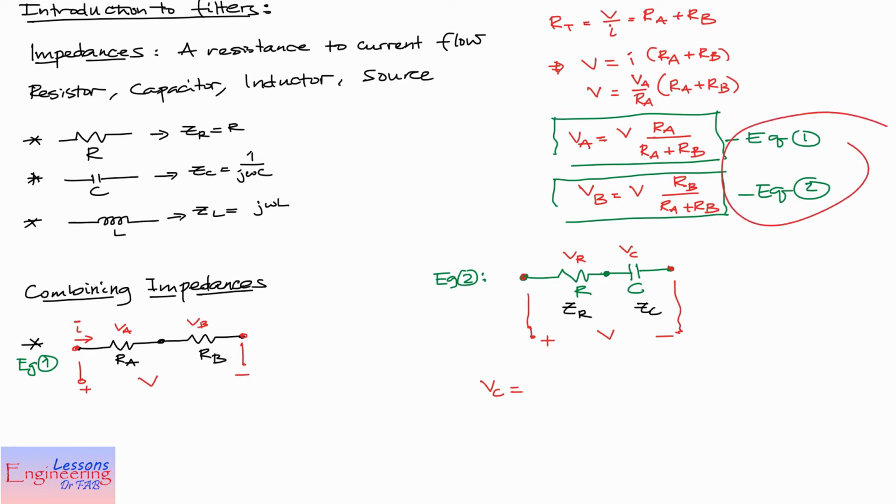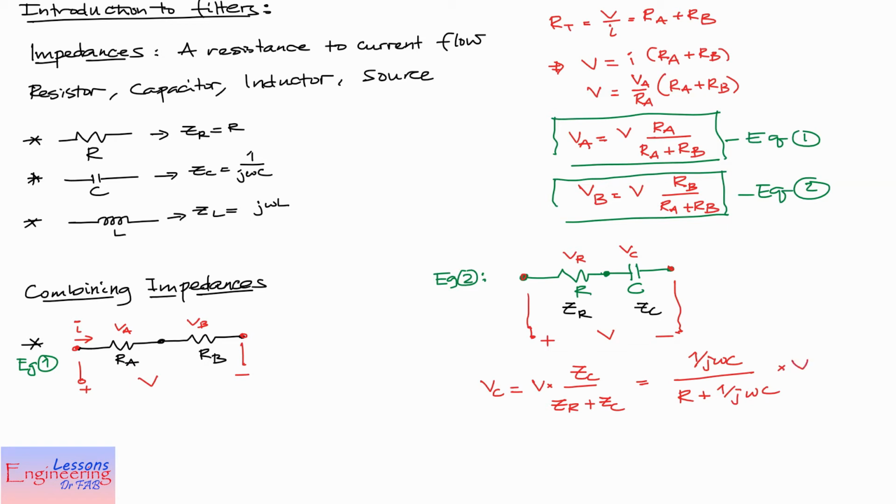We can learn from equation 1 and equation 2. We can then say that VC equals the same proportion of V, which is V times the corresponding impedance at the top, because it's VC which is required, so that will be ZC over ZR plus ZC. Now we know what this means. ZC is given by 1 over j omega C, so that will be 1 over j omega C over ZR, which is R as given here, plus ZC, 1 over j omega C, multiplied by V.